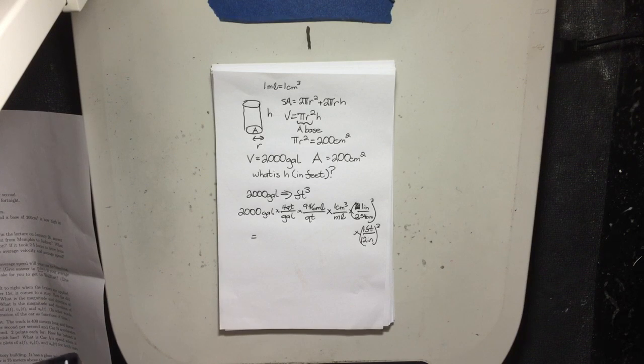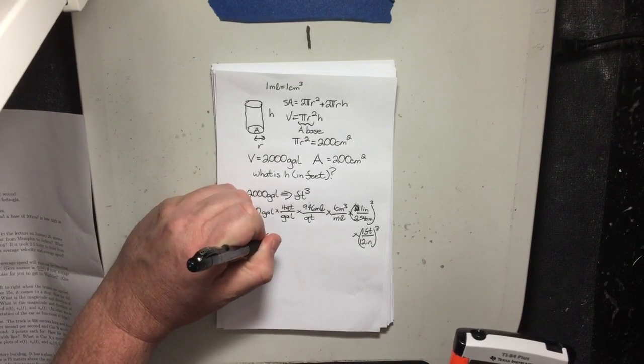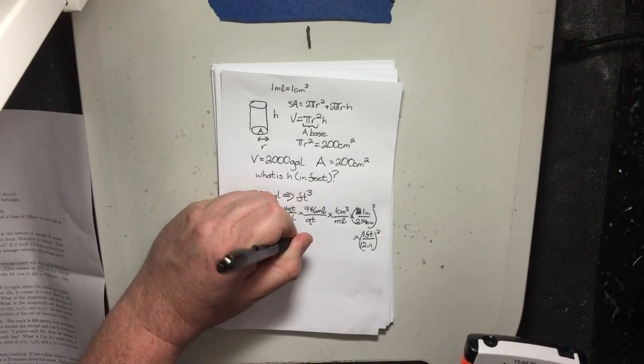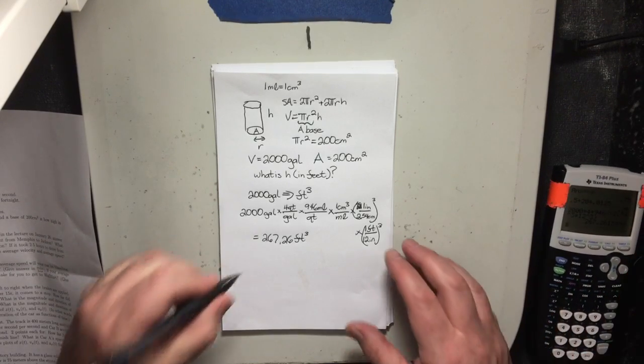And this is a number that I will want to, I will give that to you. 946 divided by 2.54 cubed times 12 cubed. And I get 267.26 cubic feet. So it's just a number that I need. Then the next thing is the area.